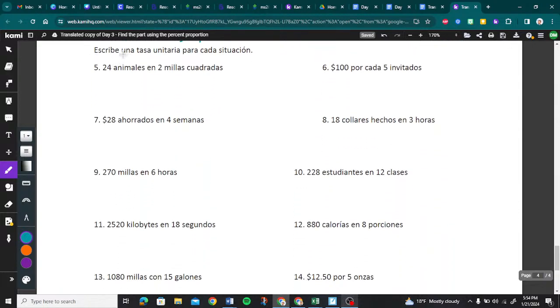Over here, describe a unit rate for the situation. So 24 divided by 2. All we're doing is dividing the two numbers that were given. 24 divided by 2 is 12 animals.